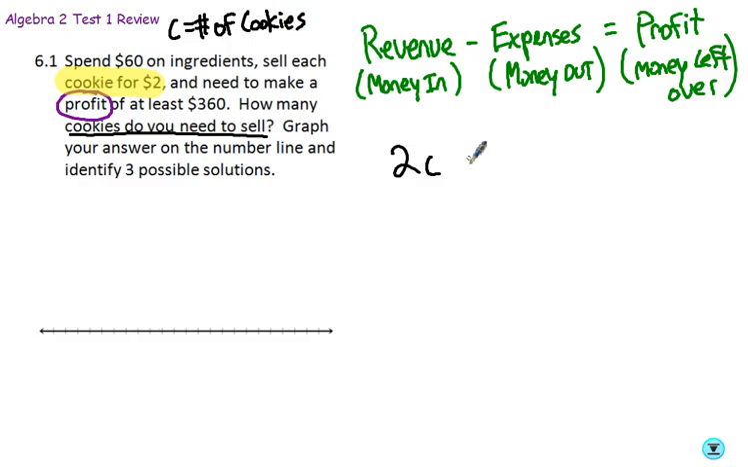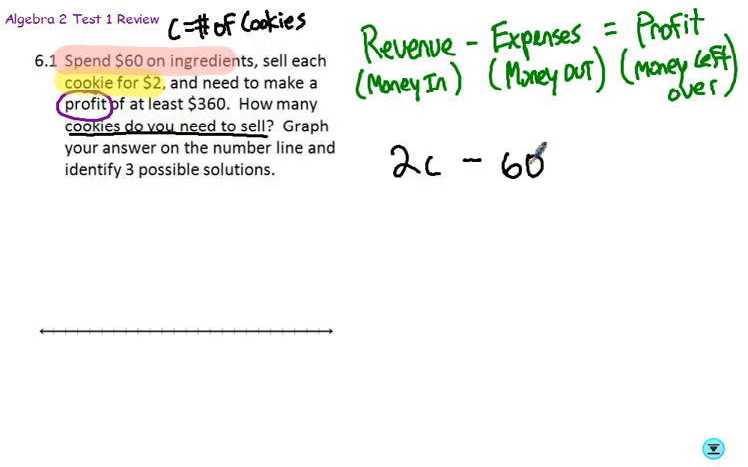Alright, minus our expenses, our money out. Well, let's see what money went out. It says that we spent $60 on the ingredients. Again, those would be the chocolate chips and the flour, sugar, all that kind of stuff. So we spent $60, so the money going out would be minus 60.